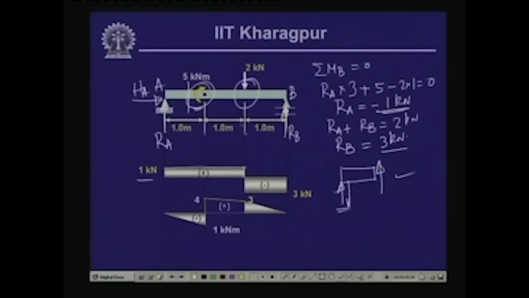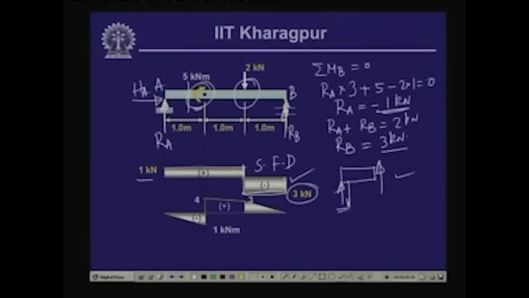Now, at the load point there is a changeover from plus 1 to minus 3. So, this is a 3 kilonewton load which is acting as shear, and then finally again it is constant over this particular region. So, this is the diagram which is the shear force diagram.